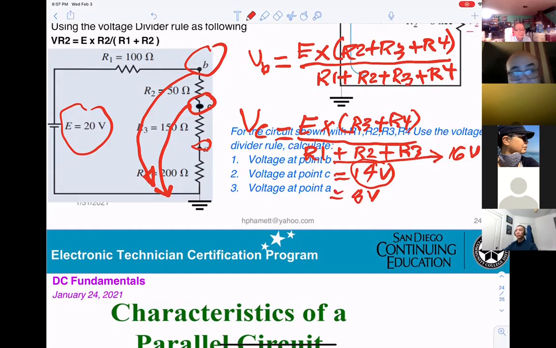Okay, do you have any question on this voltage divider law? If they have a problem, the total resistance was 500 and the total current was 40 milliamps. They can figure it out that way and then backtrack and do the voltage divider. Either way works, however the other way takes a little longer.